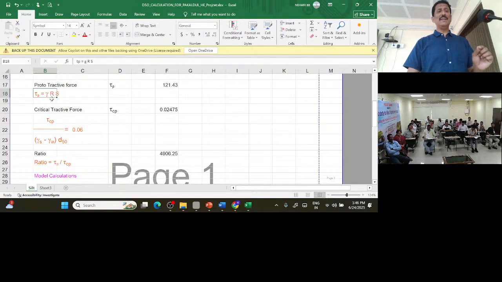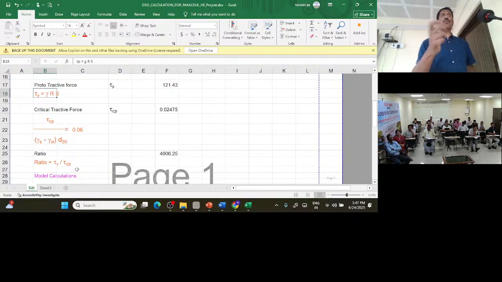Now we have computed the shear stress and the critical shear stress, and we have calculated the ratio. This is the shear stress in proto and the critical shear stress in proto. That ratio we can compute. Up to this point is clear. Gamma R S is the shear stress, there is no simple formula. Gamma R you get from the hydraulic calculations, and S is the slope of the river. How do you calculate the critical shear stress? It's the Shields formula. In this formula you use the threshold as 0.06. This computes the critical shear. We compute one ratio. Up to this point is clear.